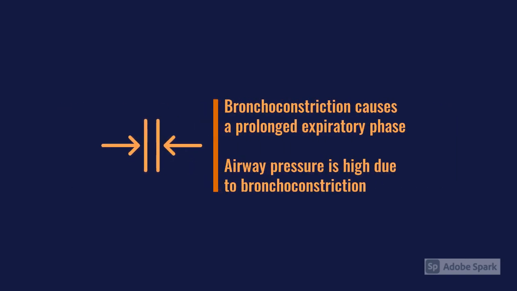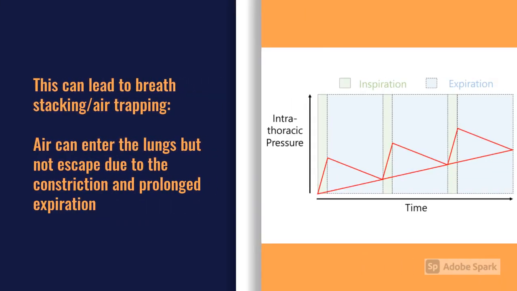So because of the bronchoconstriction, you get a prolonged expiratory phase, which most of our students are aware of, and this leads to a high airways pressure. Now, the problem here is that when you get the prolonged expiration and the prolonged constriction, you can get the concept of breath stacking, where air can enter but not escape because it takes so long for the patient to expire. So you haven't fully expired and then you have to take a breath in on top of that. And that's known as breath stacking. And the issue here is that it causes the intrathoracic pressure to rise even further.